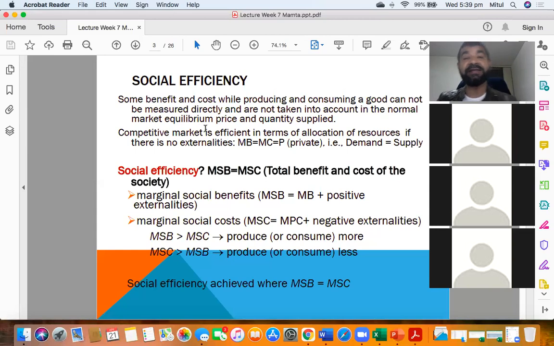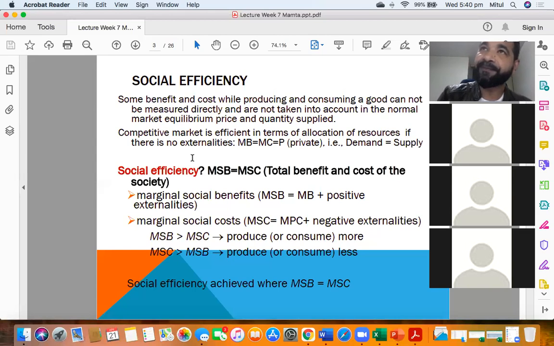A competitive market is efficient in terms of allocation of resources if there are no externalities. Now we have to learn these new terms: externalities, social benefit, social cost. Let me tell you what an externality is.